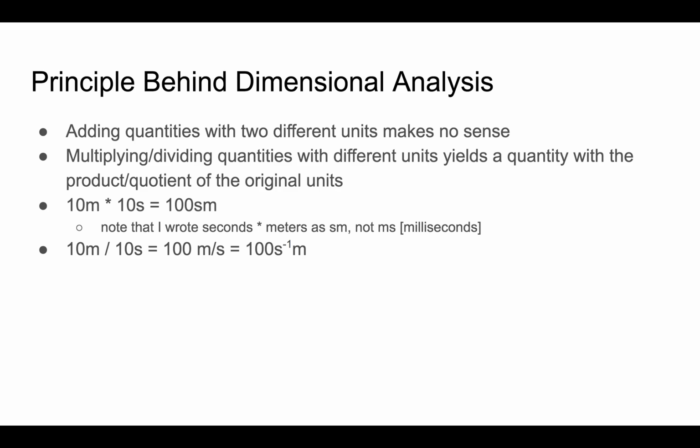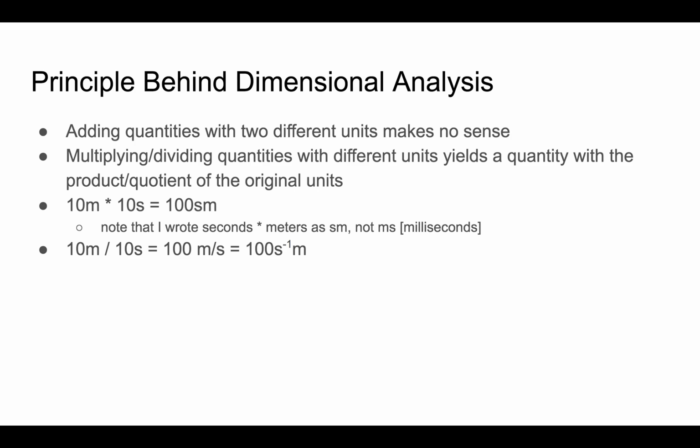However, 17 meters times 12 seconds, or using the example on the slide, 10 meters times 10 seconds is 100 second-meters. And I wrote it as s m, not m s, because ms is milliseconds. That's 10 to the negative 3 seconds. That means that there's 1,000 milliseconds per second. And 10 meters divided by 10 seconds is, the slide is wrong. It should say 1 meter per second, or 1 second to the negative 1 times meters. That is my bad.